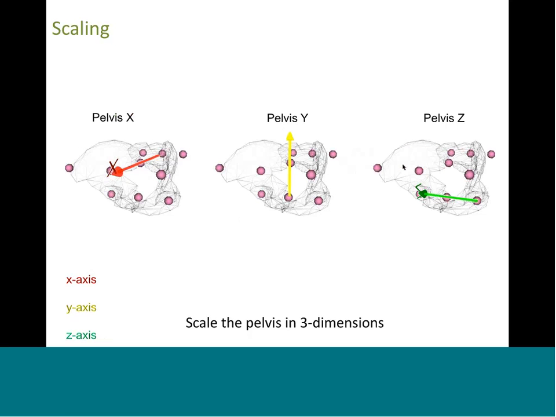Now that we've added in our virtual markers, we're ready to choose our marker pairs that we're going to use for our scale factors. So for the x dimension, we recommend using the distance between the mid-PSIS and the mid-ASIS markers. For the y dimension, which represents the height of the pelvis, we recommend using the distance between the mid-hip joint center marker and the mid-pelvis marker. And for the z dimension, we're going to recommend using the distance between the right and left hip joint center markers, since we have the most confidence in those marker positions.